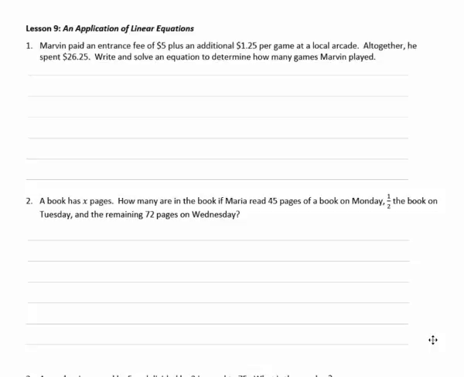So Marvin paid an entrance fee of $5 plus an additional $1.25 per game at a local arcade. We're looking here for keywords like per game. Altogether, he spent $26.25. Write and solve an equation to determine how many games Marvin played. The question they're asking us usually tells me what my variable has to represent. So we're going to let x equal the number of games. We still have to do our let statements.